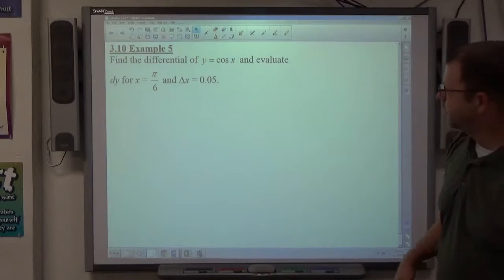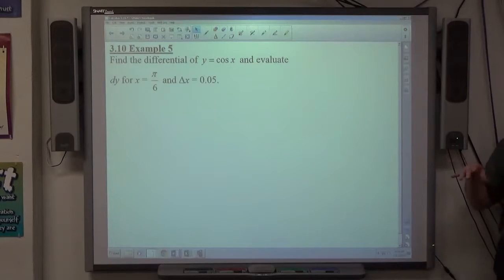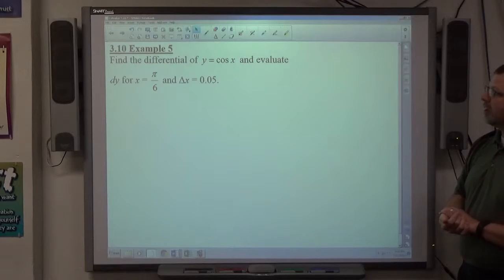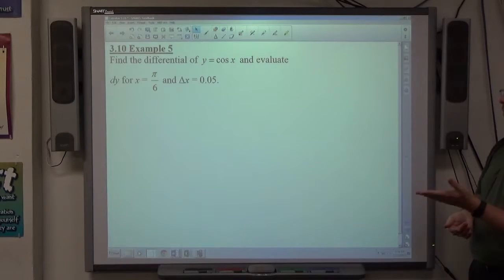Example 5. What we're getting to tomorrow, or actually on Thursday, is going to be word problems with differentials. And this is kind of a primer to a word problem. This is kind of the stuff you need to know out of a word problem to be able to do a differential, or to use differentials to do anything for you. If it says find the differential of that and evaluate dy for that.